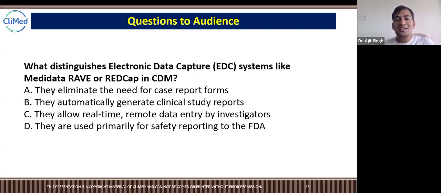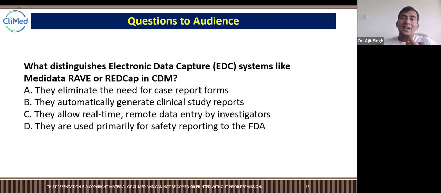So EDCs collect the data, and they allow real time and remote data entry by the investigators. Remote data entry is needed because, if I'm recruiting a patient today, there are rules that within 12 hours or 24 hours you have to update the recruitment. There are different rules for different clinical trials, and you have to follow those rules, right?